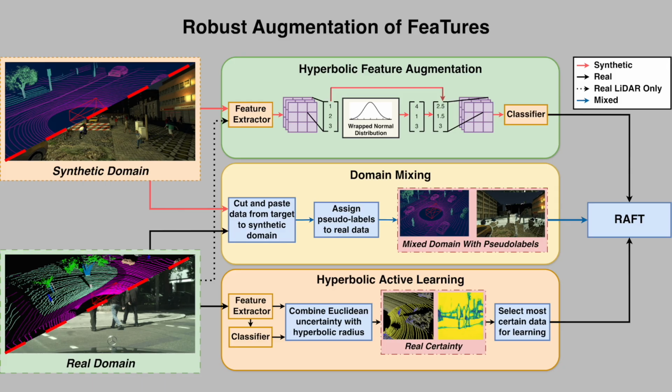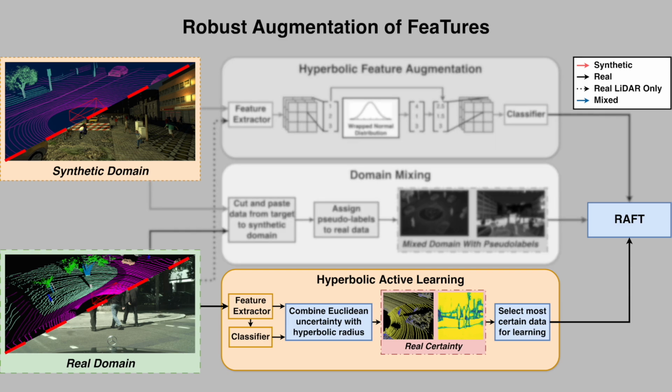RAFT enlarges each class's learned distribution in two ways, so the limited label budget can target what augmentation can't cover. First, hyperbolic active learning. We score pixels/voxels by combining prediction uncertainty with a hyperbolic radius signal that captures data scarcity, steering annotations to the most informative examples across sensors.